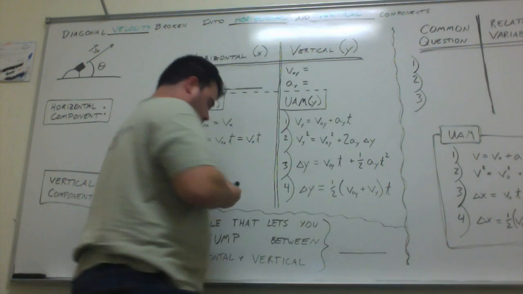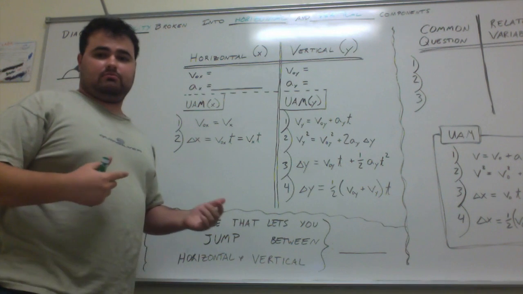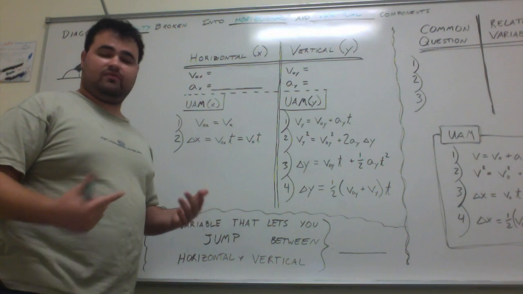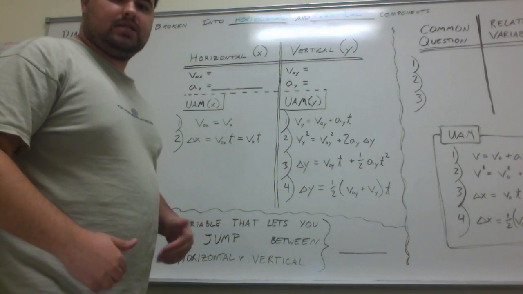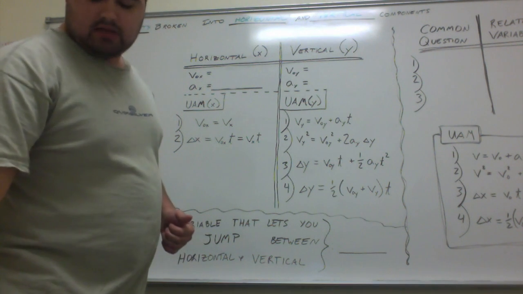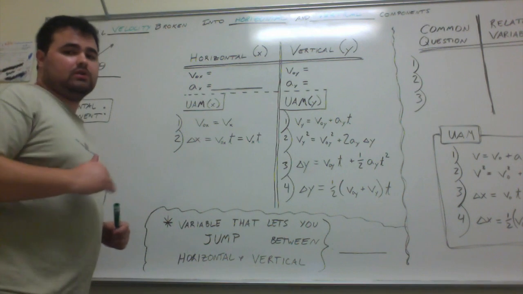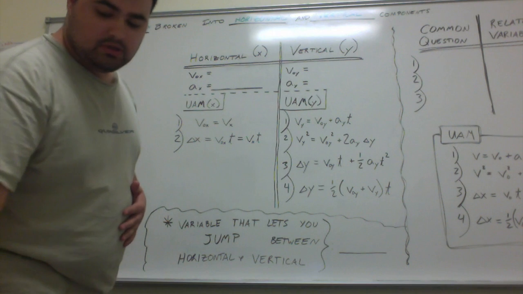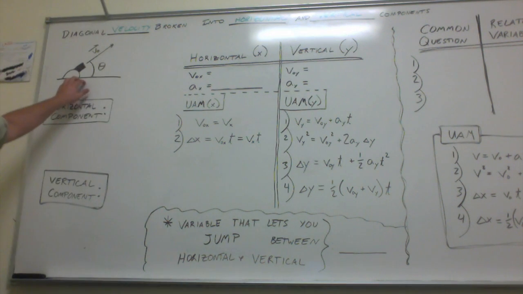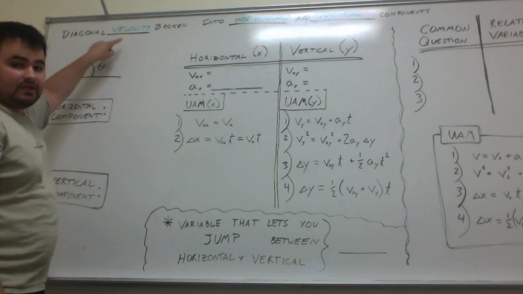Now technically we could break it down into components in any reference frame we want. We just do horizontal and vertical because it tends to be the easiest and also most intuitive. Horizontal is along the ground, vertical is up and down. In this little example that I've drawn out, I have a little cannon shooting a cannonball off at this angle.